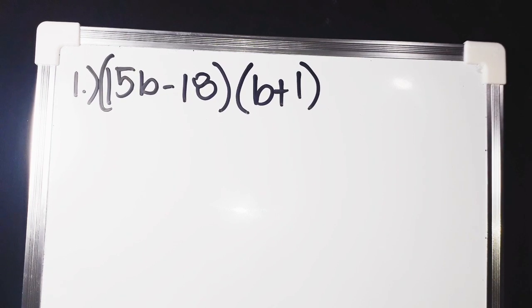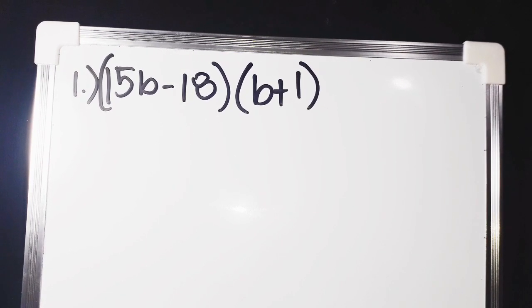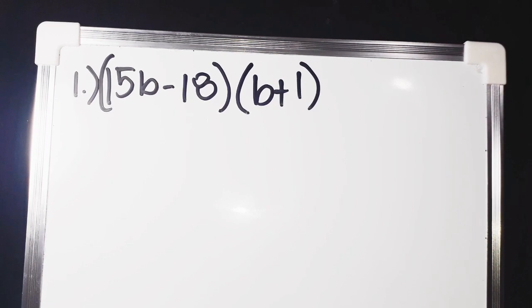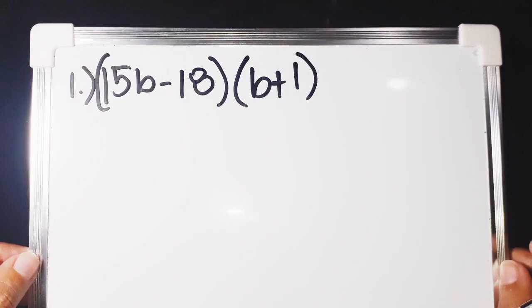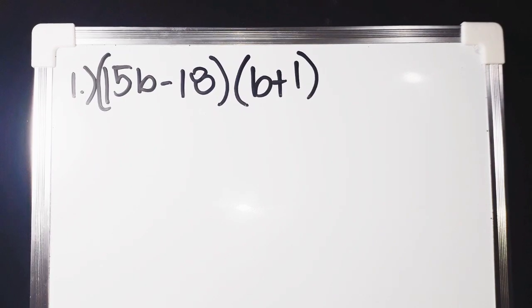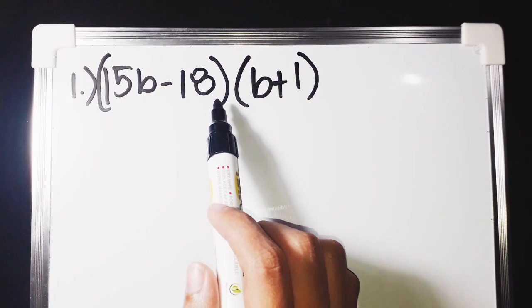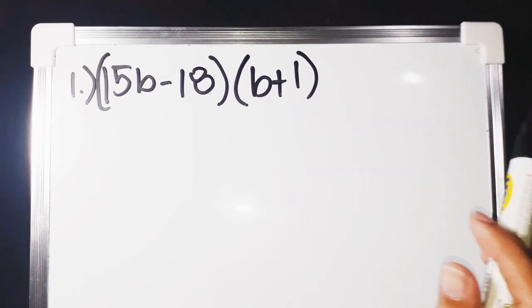So for today, our lesson is still about completing the squares. The method of completing the squares, finding the roots, but involving algebraic expressions. So for example, this one: the quantity 15b minus 18 times the quantity of b plus 1.